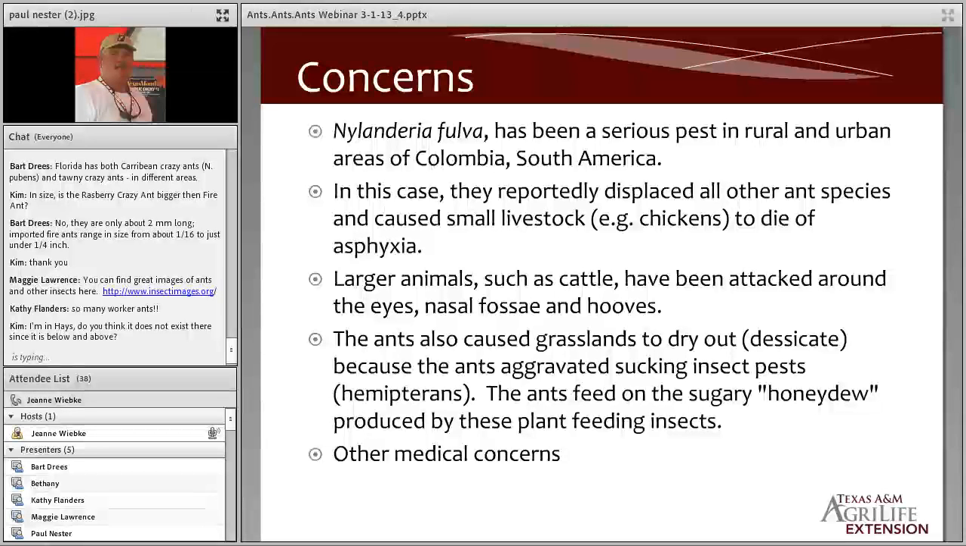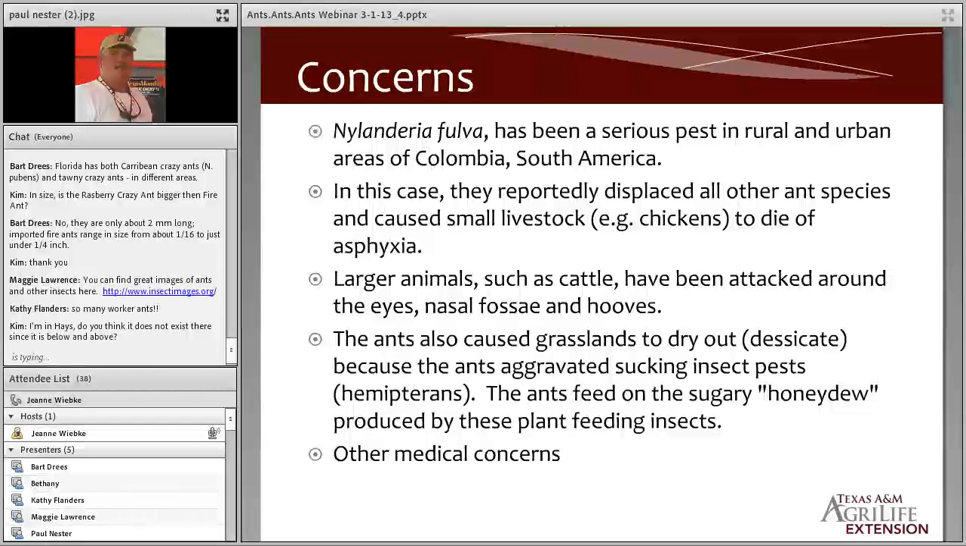So it's very important. They can become very much of an ag pest at this time. Larger animals, such as cattle, have been attacked around the eyes, nasal fossae, and hooves. They're just a true nuisance, just being in the area of the cattle, and in the eyes.